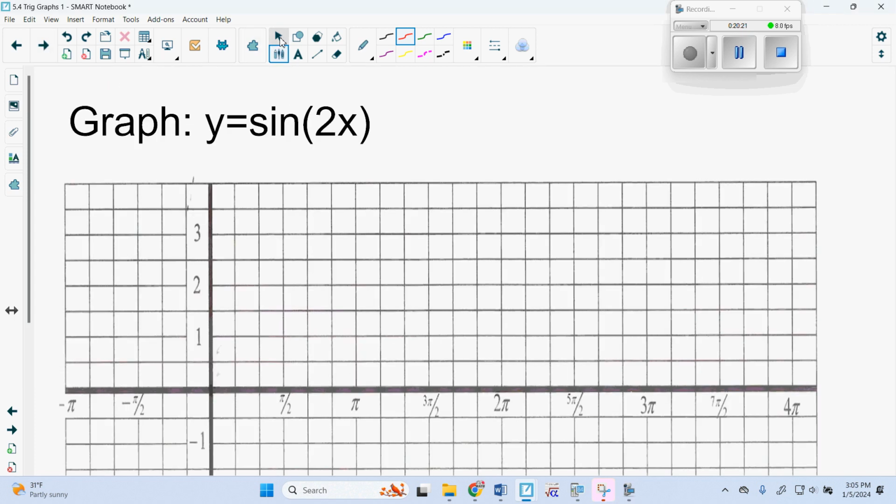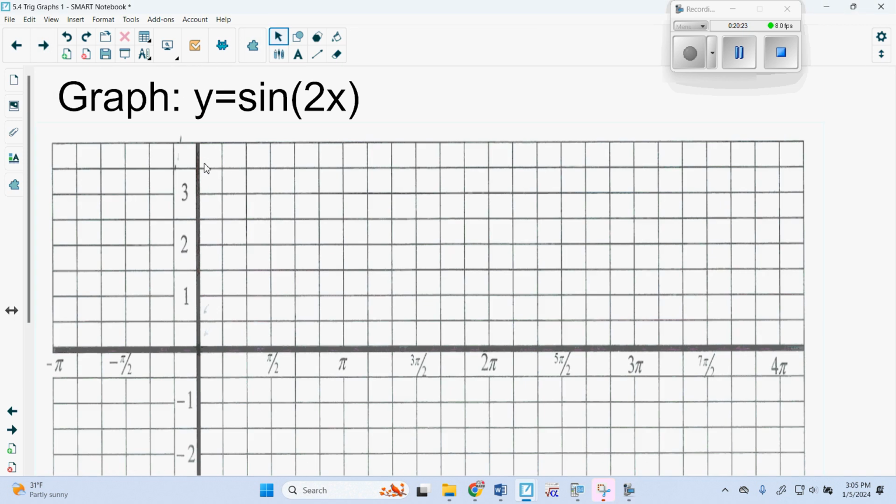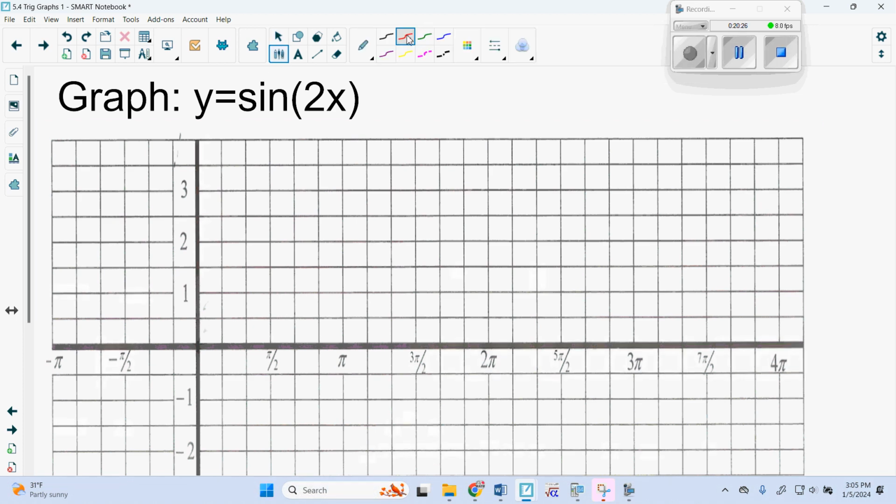So let's say we want to graph y equals sine of 2x. First, we mentioned it since we've already looked at it, our amplitude is the number in front of the sine, which is just a 1. So that means our peaks and valleys are the same as normal. Our period is 2 pi divided by our b, and our b here is 2. So 2 pi divided by 2 is pi. So how do we graph that?